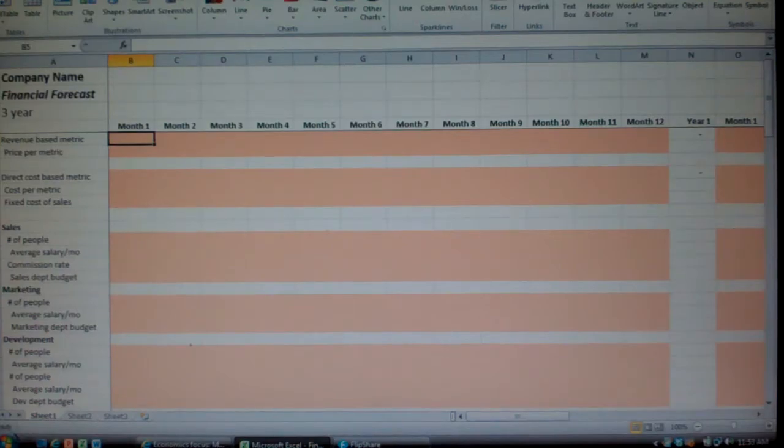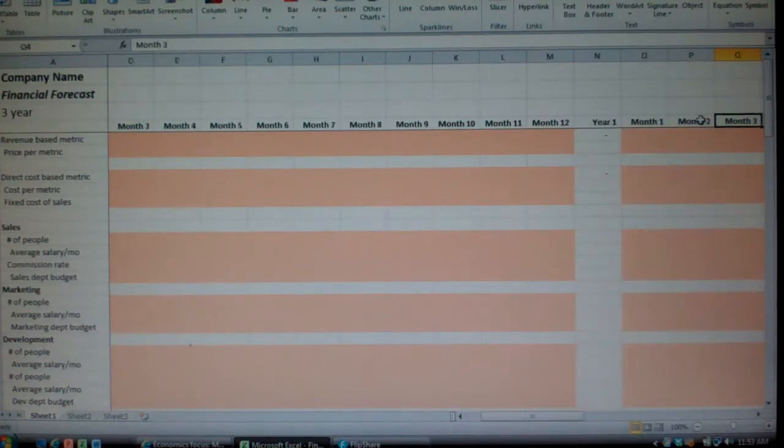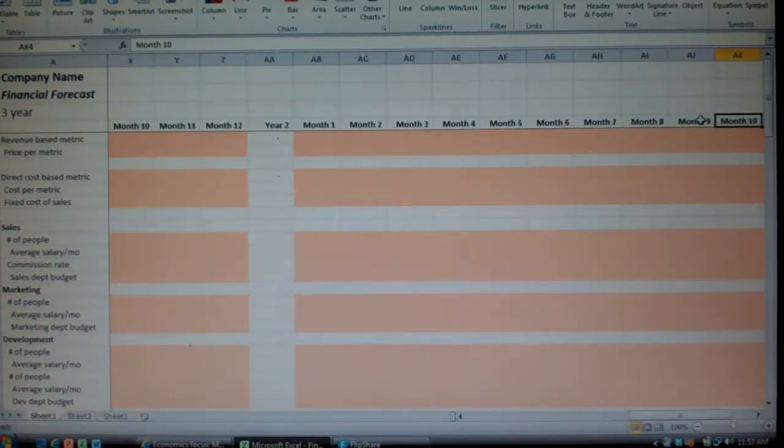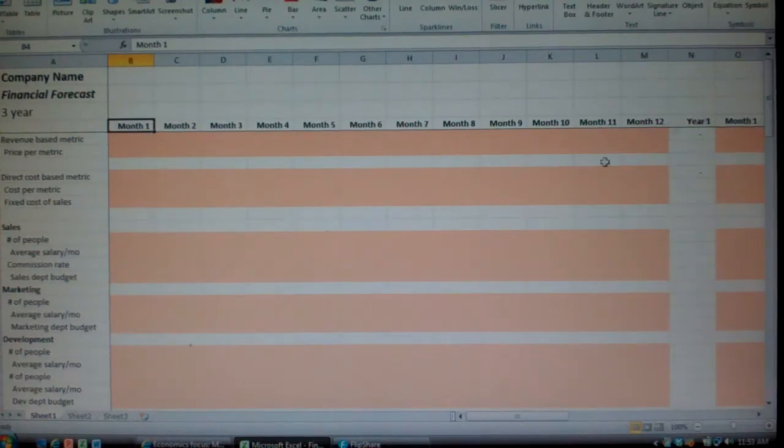Okay, so we have made a financial forecast for you in Excel for you to use. It's a 3-year spreadsheet, so you can see here's the first year going across, there's year one, keep going across, there's year two, keep going across, there's year three. And up here are all assumptions, right? This whole area up here are assumptions. All the pink areas are areas that you can fill in.